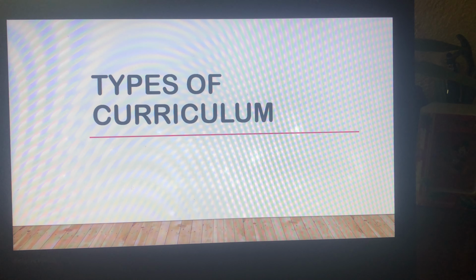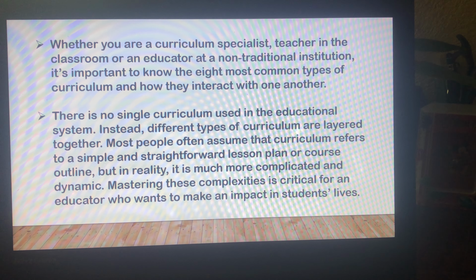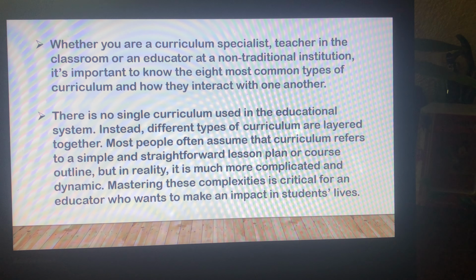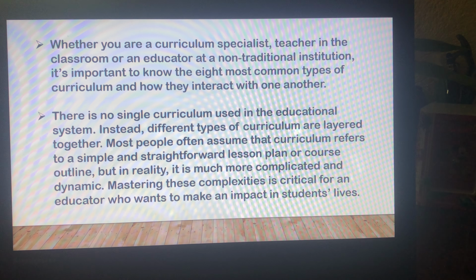Welcome to the different types of curriculum. Whether you're a curriculum specialist, a teacher in a classroom, or an educator at a non-traditional institution, it's important to know the 8 most common types of curriculum and how they interact with one another. So there are 8. There is no single curriculum used in the educational system.